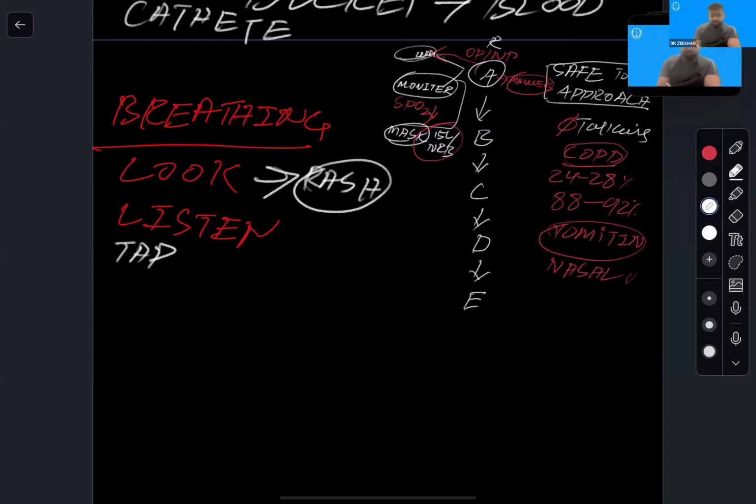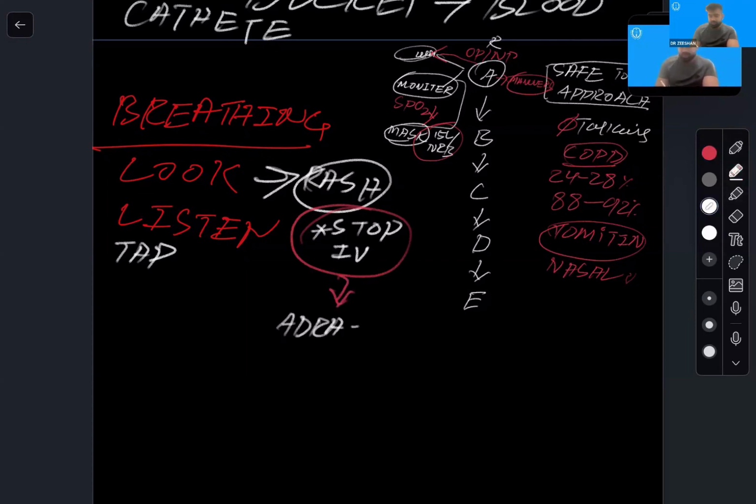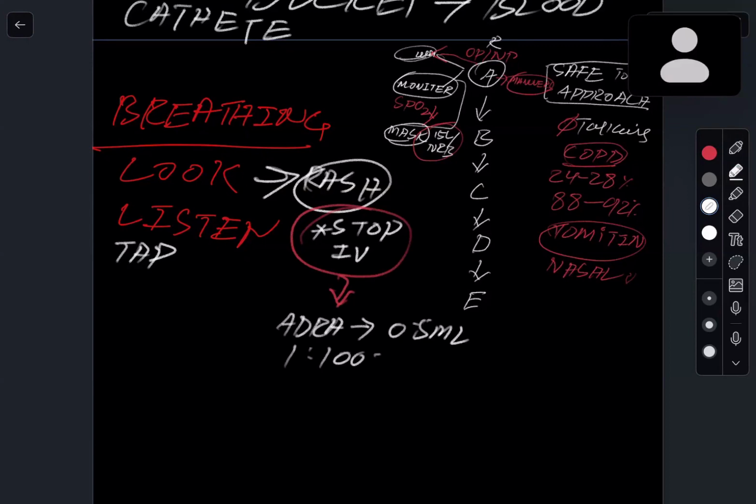When you will get one finding here, that is a rash. When you see a rash, stop everything. Stop everything, okay? When you see a rash, you need to stop everything, okay? And you will verbalize: Michael, I'm suspecting anaphylaxis. What I'm going to do now, I'm going to give you, what I'm going to give now? Adrenaline. How much? 0.5 mL, 1 in 1,000. That's it. This is what you need to say. Congratulations, you have managed anaphylaxis.